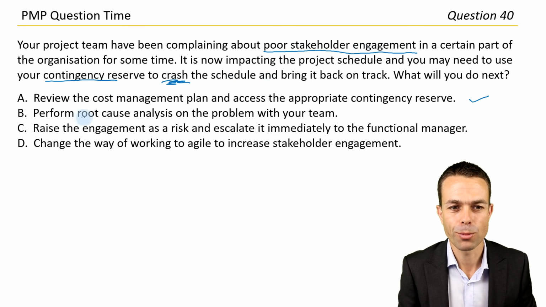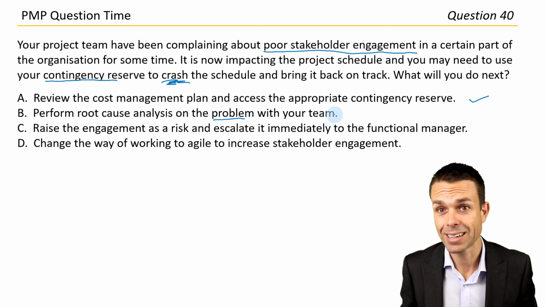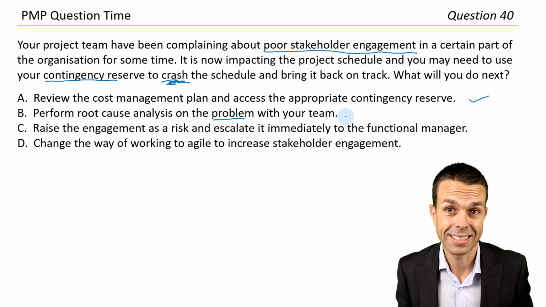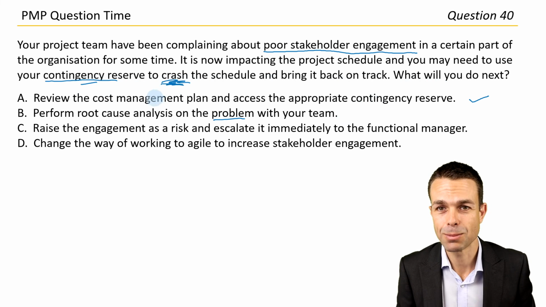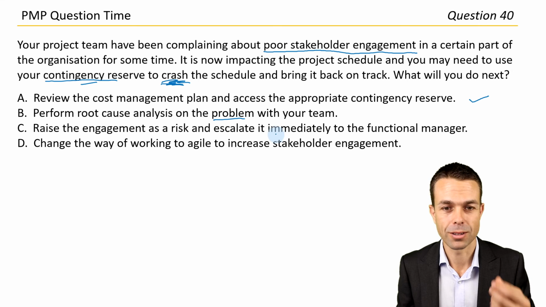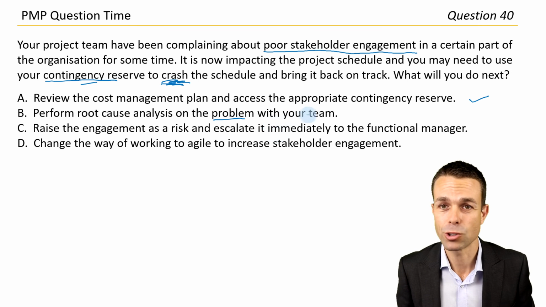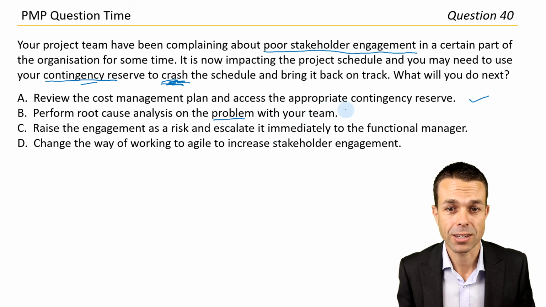What have we got? Performing root cause analysis on the problem with your team. So what is the actual problem? Can we rein this in without using contingency reserves to crash the schedule, which again seems like a bit of a bigger option really? Like, do we have to go that far? Can we actually solve the problem first? I think that could be quite a good answer.